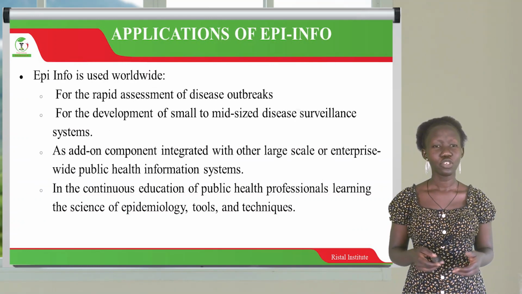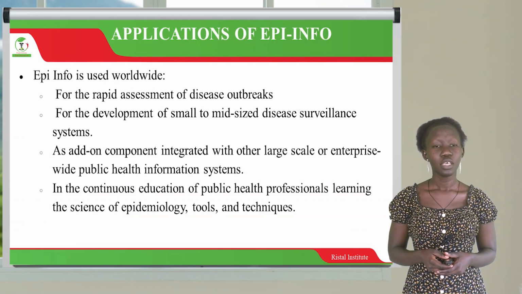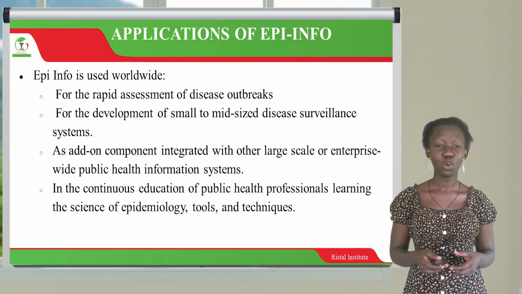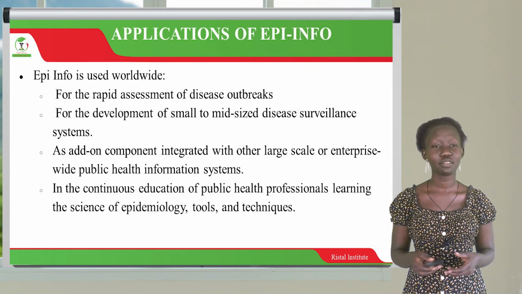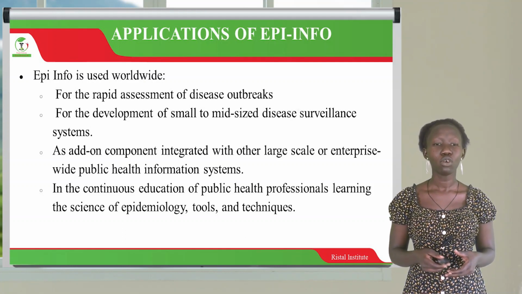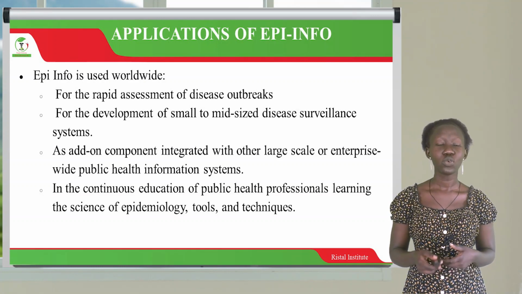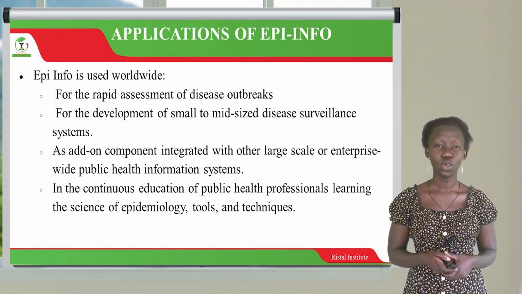So what are the applications of Epi Info? It is widely used for the rapid assessment of disease outbreaks, for the development of small to mid-sized disease surveillance systems, as ad hoc components integrated with other large-scale or enterprise-wide public health information systems, and it's also used in the continuous education of public health professionals learning the science of epidemiology, tools, and techniques.